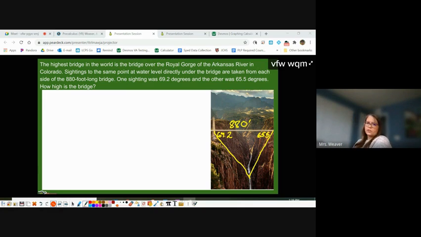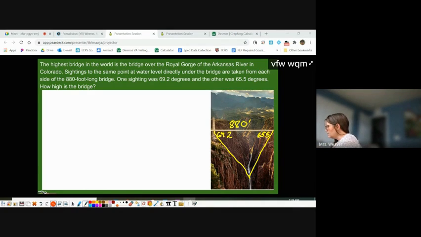How high is the bridge? With that information, we actually can figure how high is the bridge, okay? This indirect measurement is used all the time in the real world. That's how they figure out how tall mountains are. That's how they figure out how far away the sun is. That's how they do all kinds of real world measurements, okay? And so let's see if we can find it.